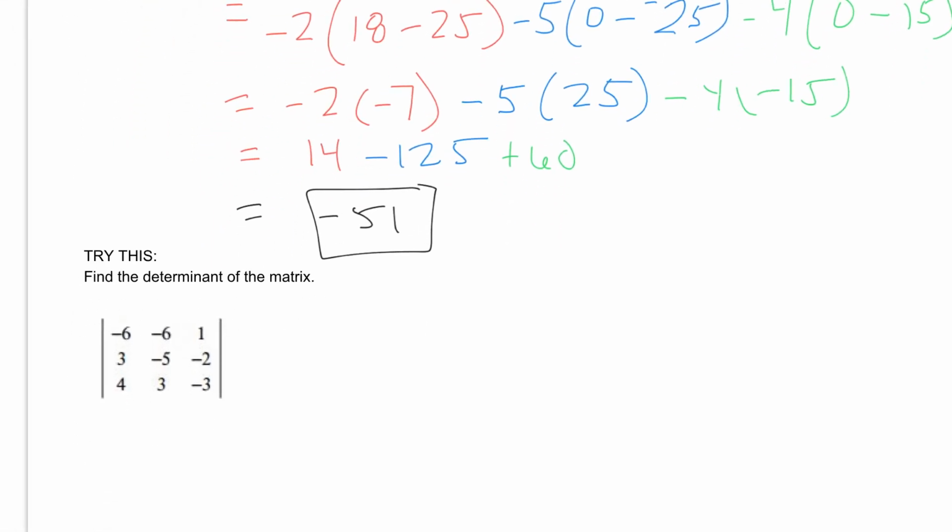What I'd like you to do right now is to try this one below. So go ahead and pause it, and unpause it when you're ready to check your answer. If you did the try this correctly, you should have gotten negative 103. If you did not get negative 103, please ask for some help.